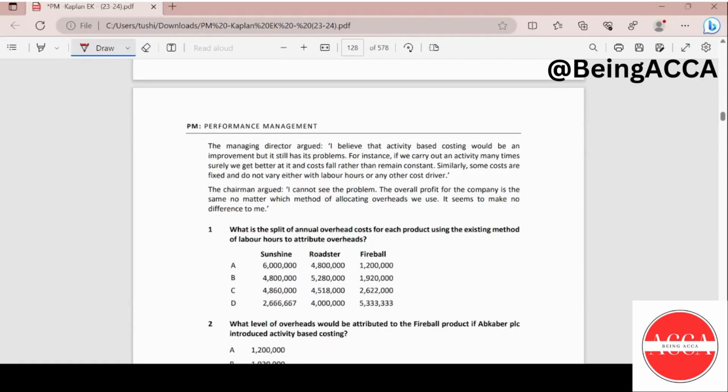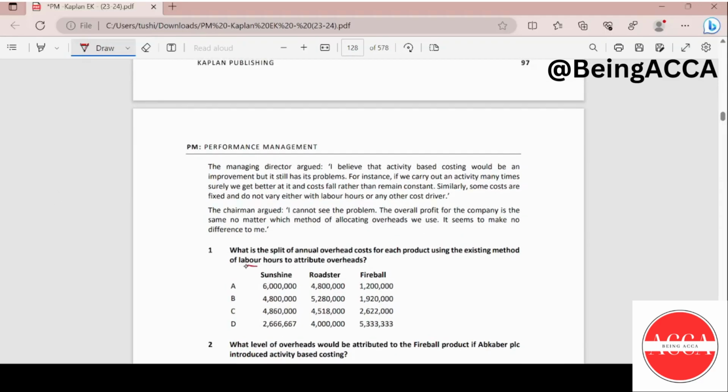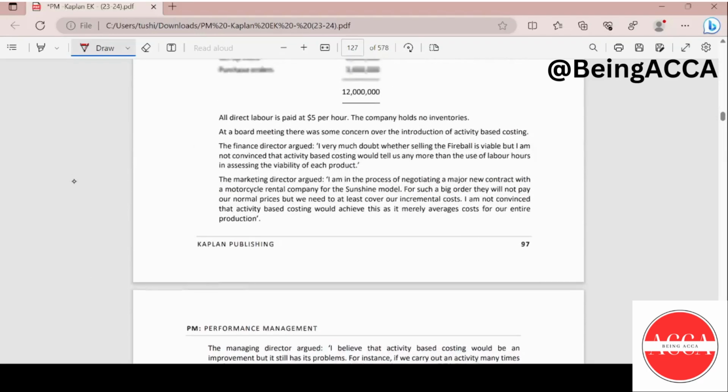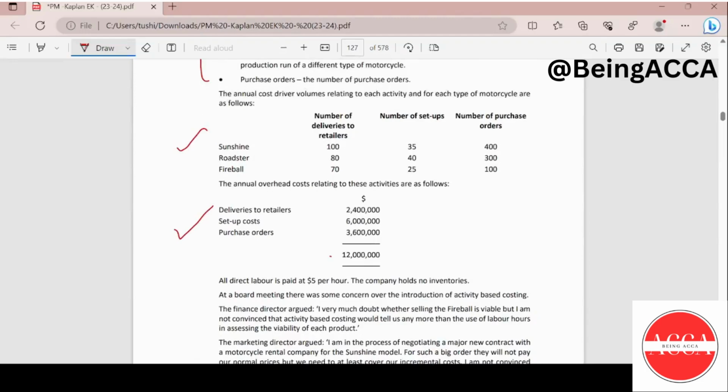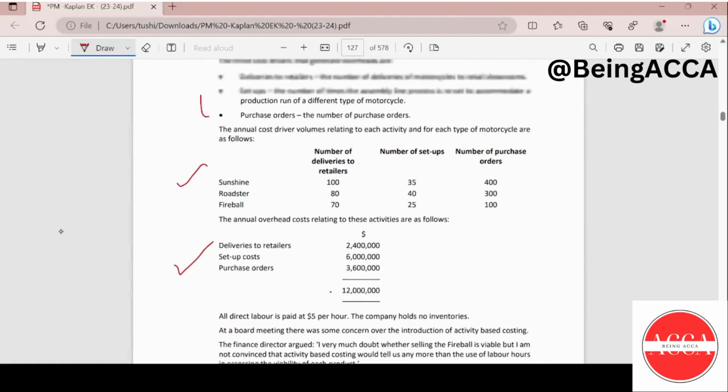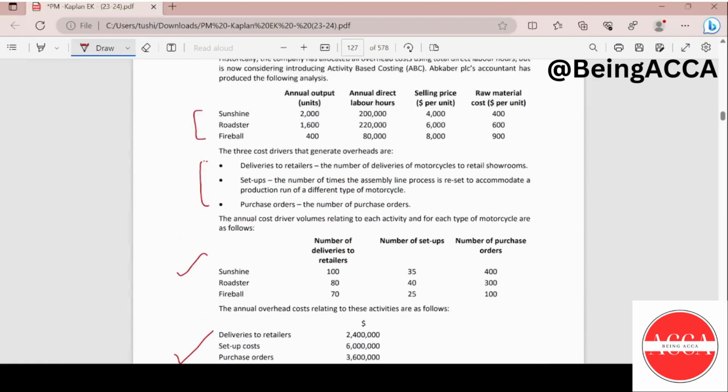It asks us, what is the split of annual overhead costs for each product using the existing method of labor hours to attribute the overheads? So we need to use the existing method of labor hours, and tell how much would be for each of the three products. My total overhead costs are given over here, and let me find the total labor hours. My total labor hours is 200,000 plus 220,000 plus 80,000, which gives me 500,000.